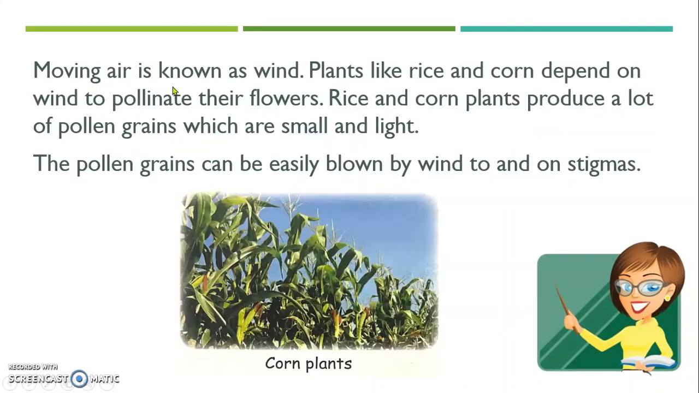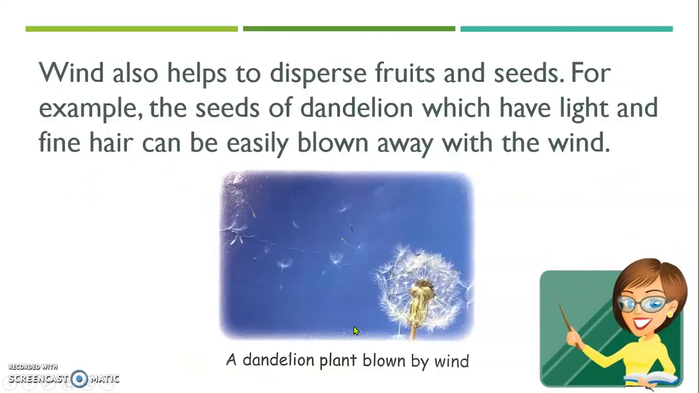Moving air is known as wind. Plants like rice and corn depend on wind to pollinate their flowers. Rice and corn plants produce a lot of pollen grains which are small and light. The pollen grains can be easily blown by wind onto stigmas.